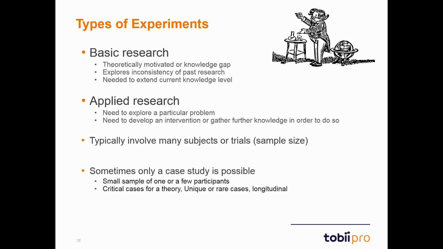Now, with these types of research, typically it's going to take many subjects and trials to get all of the information you need to say something about whatever it is you'd like to study. However, it is good to keep in mind that sometimes a case study is the only thing that's possible. Maybe you might only be able to get access to one or just a few participants. It might be a person with a very unique disorder or a unique ability. Or maybe you'd like to study someone over several years, so it's rather difficult to keep lots and lots of people in those situations.